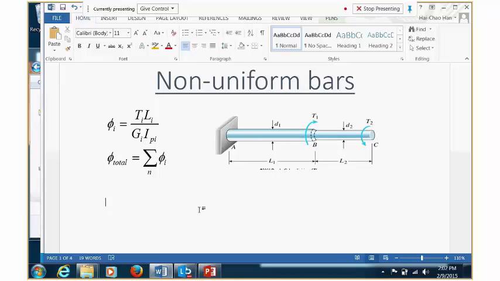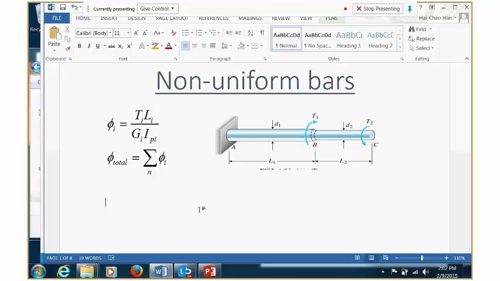By uniform, we mean the torque is constant in that segment. The material is constant in the segment. And the shape, the IP, will be constant in this segment. Then you can take everything out of that integral, and you get this equation. Now, today we're going to deal with one situation. That is, when you have a bar that is not uniform.